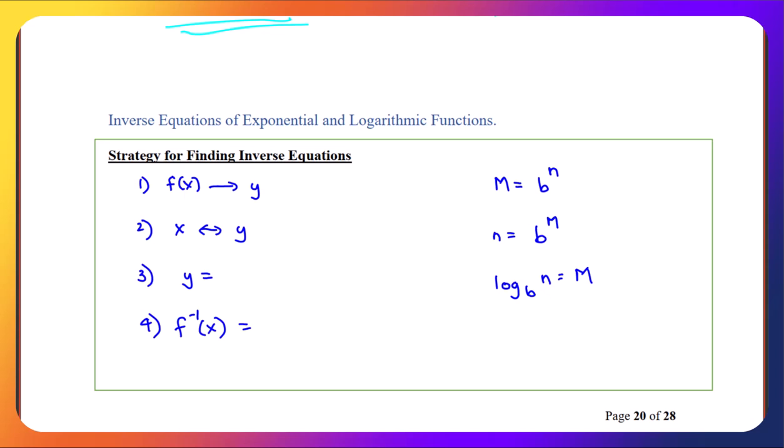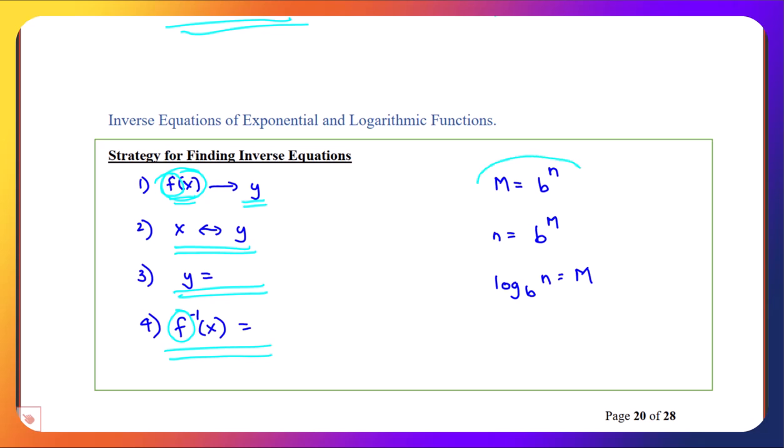So we did this earlier. Let's remind ourselves of the strategy for finding the inverse function. We first of all replace f of x with y. We switch x and y. We solve for y. And then we replace y by f inverse of x if the original function is f. Just make sure these two letters match.